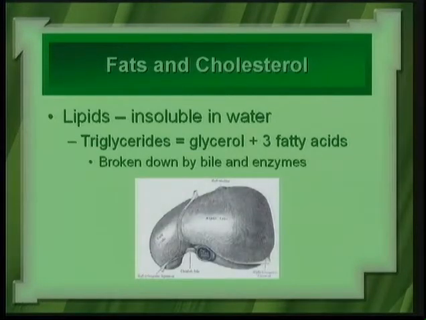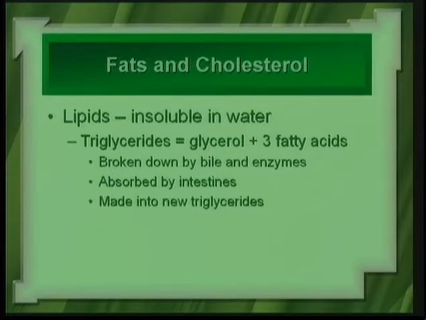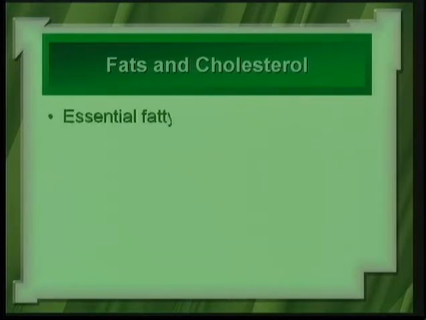Now generally when we eat fatty things, what we have are these triglycerides, and they're broken down by bile that is secreted by the liver, which is formed in the liver and stored in the gallbladder. These triglycerides are also broken down with enzymes. Then they're absorbed by our gut, and our body makes them into new triglycerides for whatever function we need them for.